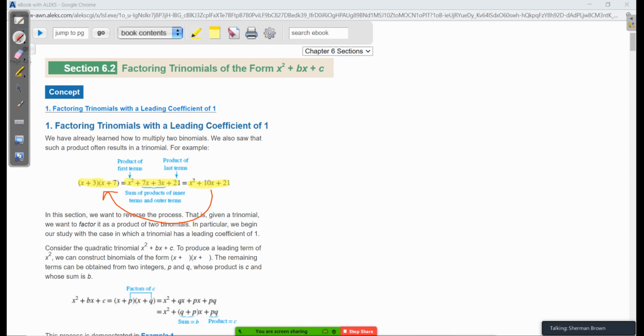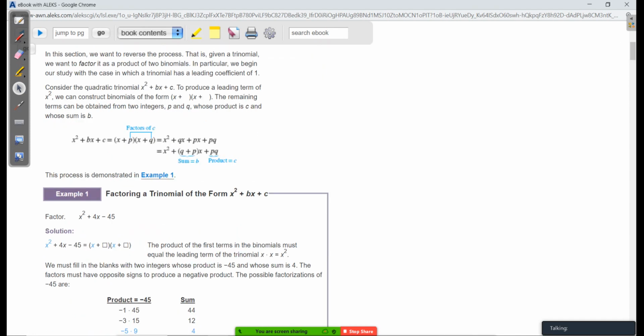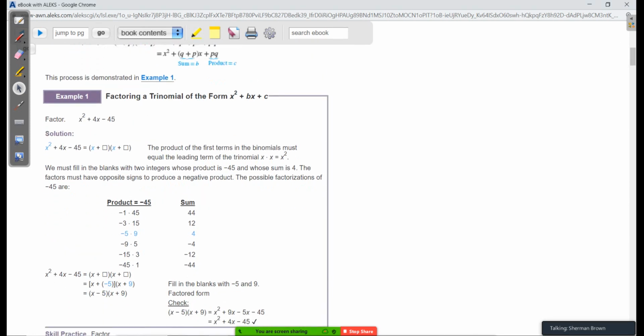Okay, so we've all done two binomials and FOILed and got the trinomial. We're going the opposite way now. Right. So first thing, let's do an example.